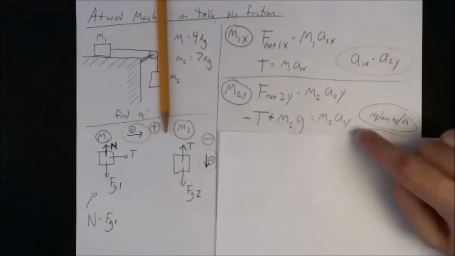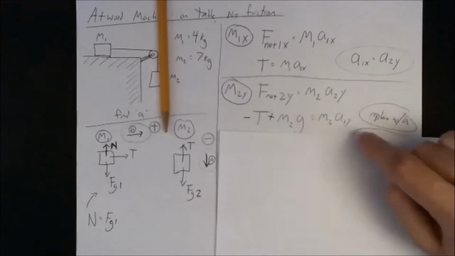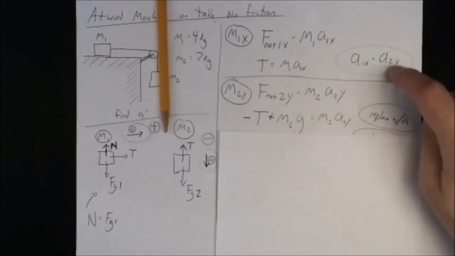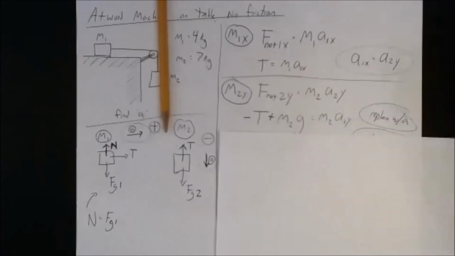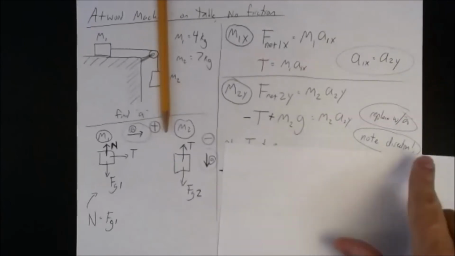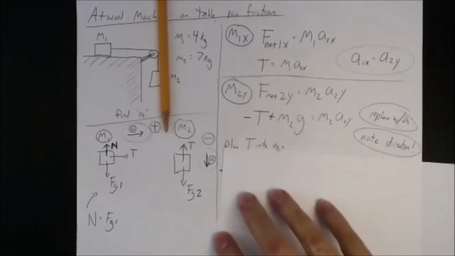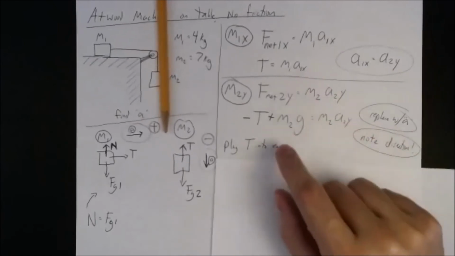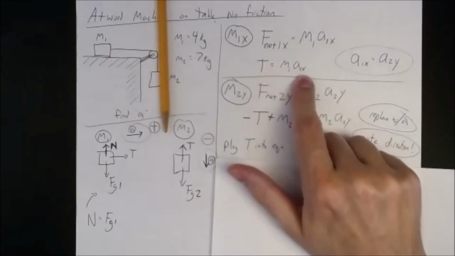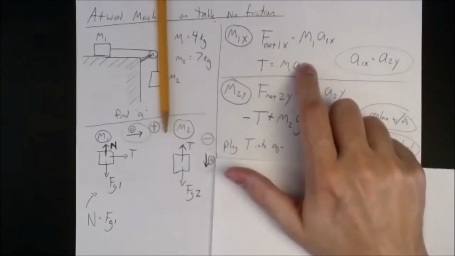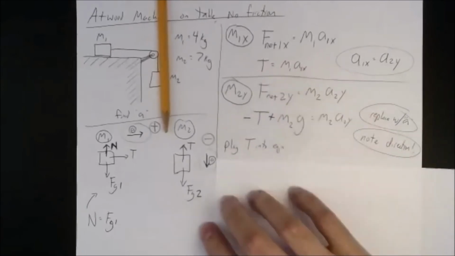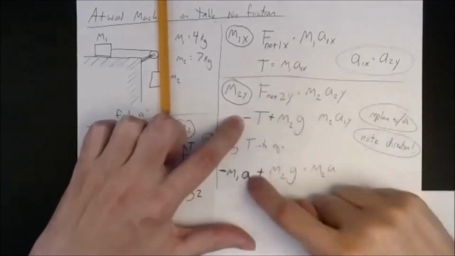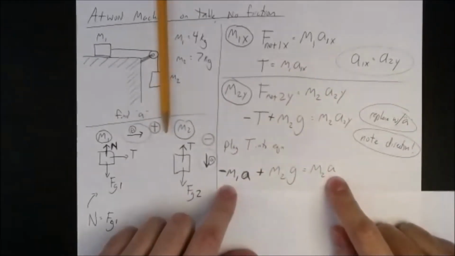I can then replace a2y. If I've done it this way, I can replace a2y with just a and a1x with just a because they're equal to each other. So I can replace them both with just a. And I give you a note here to note the direction. I change those, and then I've got T is equal to m1a. I can just replace that T with m1a, and I get this. I need to solve for a.